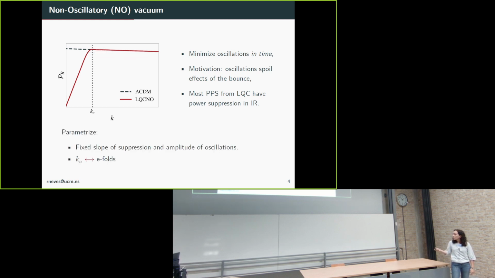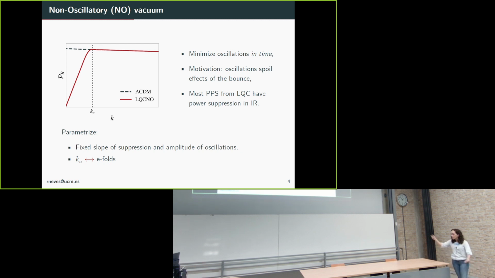So what we do is to parameterize this power spectrum. We have a fixed slope of the suppression here. We also have a fixed amplitude of the oscillations. This doesn't change with the parameters of our theory. The only thing that changes, besides the things that relate to the near-scale invariant part, which is already in the standard model, is this parameter, the scale at which the suppression occurs, essentially.